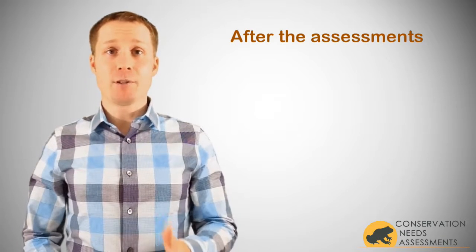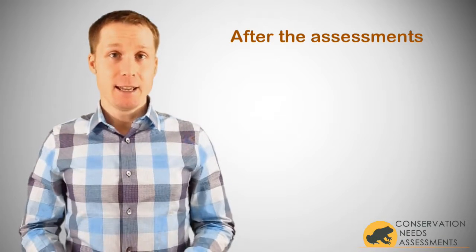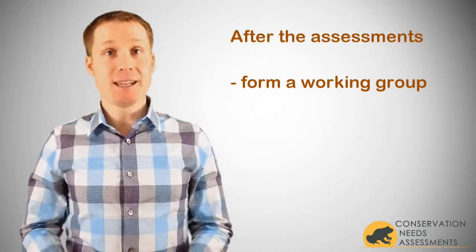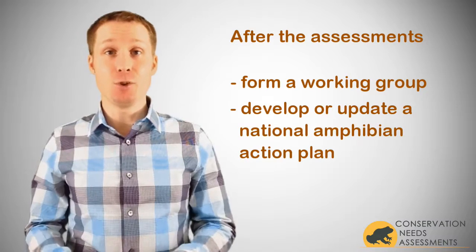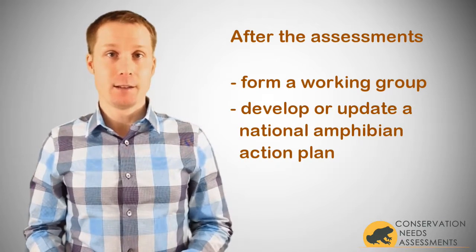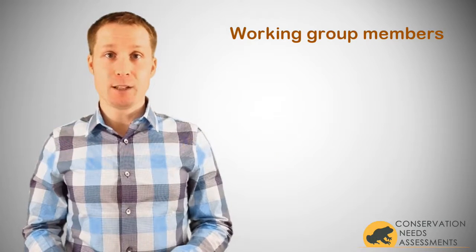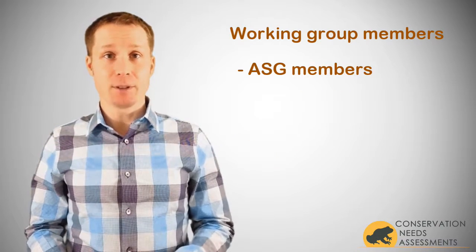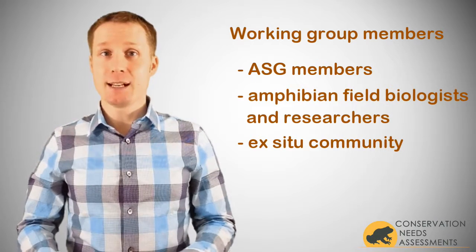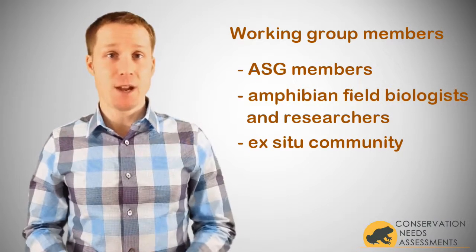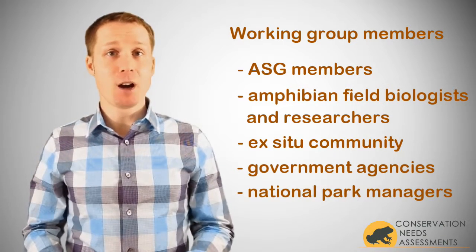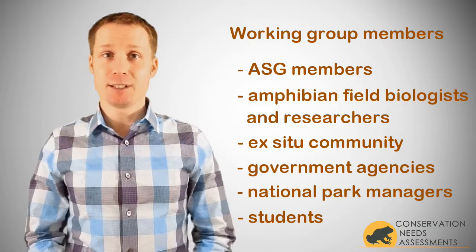A great way to progress after the assessments are complete is to form a working group of all national stakeholders to begin the process of either developing a new National Amphibian Action Plan or updating an existing one. Stakeholders that should be included in the group are ASG members, leading amphibian field biologists and researchers, representatives from the ex situ amphibian conservation community, government wildlife agencies, national park managers, as well as university students.